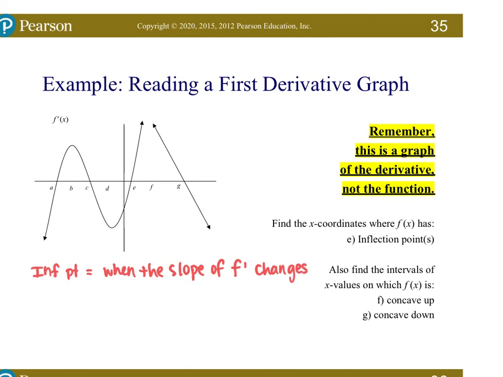So let me highlight the different kinds of slope. We have positive slope, followed by negative slope, followed by positive slope, and then negative slope. So anytime I changed colors, my inflection points are going to be happening at B and D and at the asymptote of F.